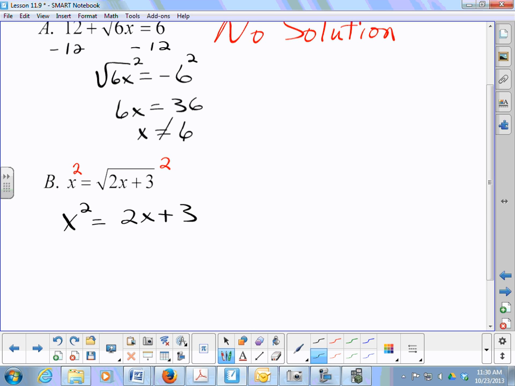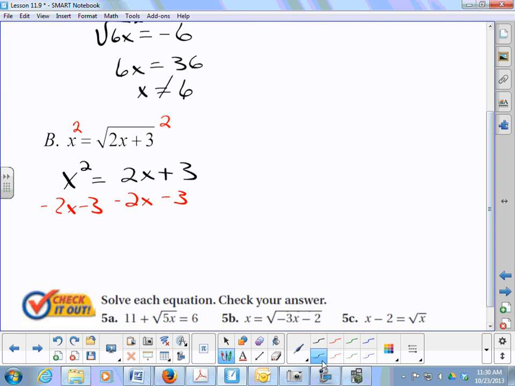And whenever we have quadratic equations, we want them to be equal to 0. So anytime you have an equation that's got an x squared in it as the highest term, you want it equal to 0. So the next step I need to do is get all this together. I need to subtract 2x and 3 from both sides. So we get x squared minus 2x minus 3 equals 0.